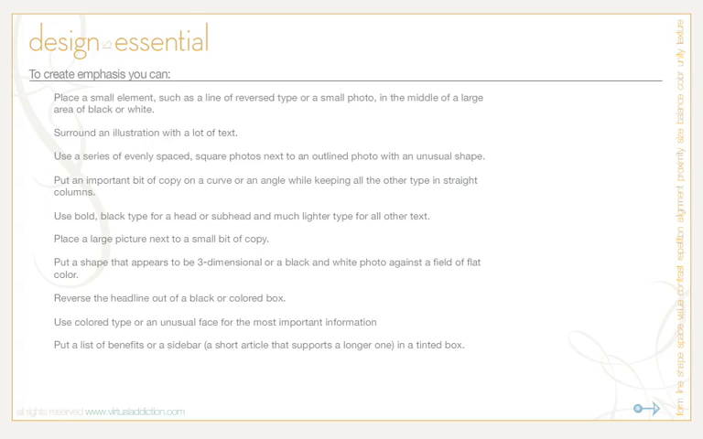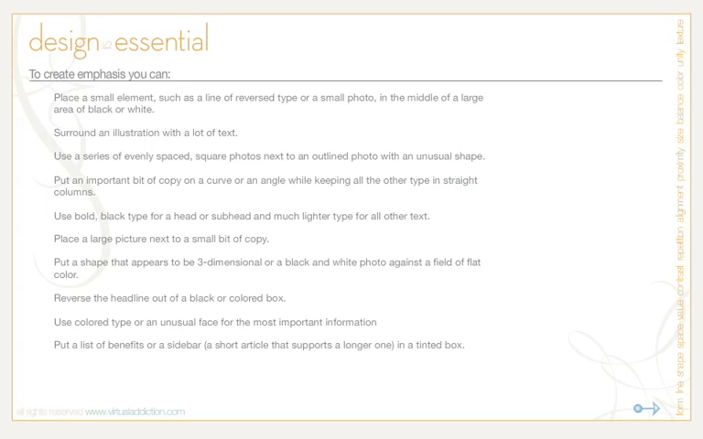All your designs need to do is put emphasis on the correct elements, such as a headline text or the main graphical element, and so on and so forth. To create emphasis, you can place a small element, such as a line of reverse type or a small photo, in the middle of a large area of black or white. You can surround an illustration with a lot of text. You could use a series of evenly spaced square photos next to an outlined photo with an unusual shape. You could put an important bit of copy on a curve or on an angle while keeping all the other type in straight columns. You could use bold black type for a header or subhead and much lighter type for all the other text.